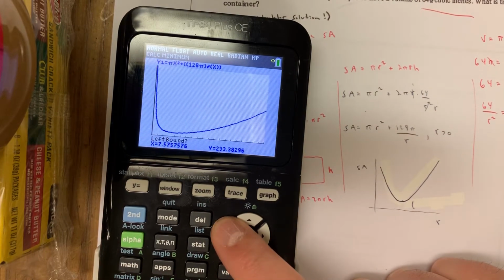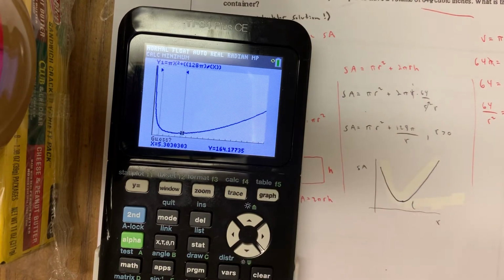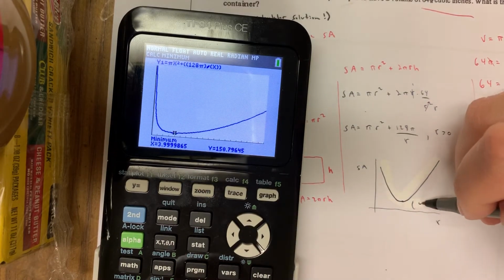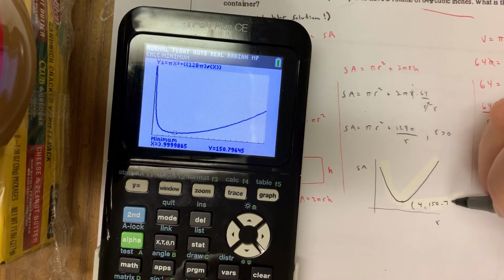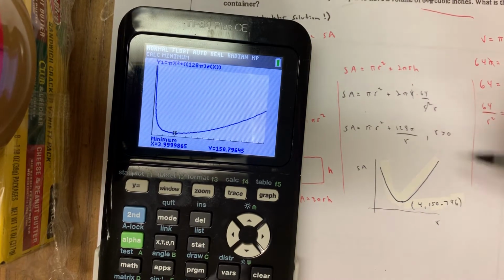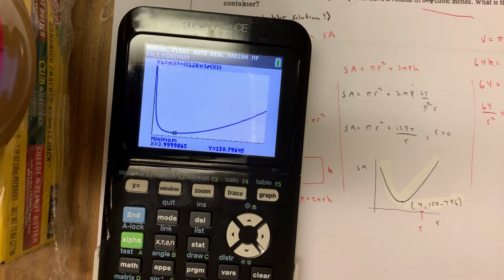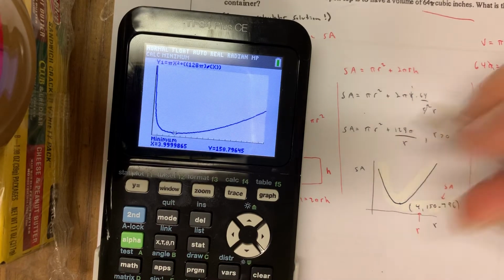Go to the right over here. You can see we end up with a little bit of a grain of salt. Okay, so it looks like 4, 150.796. And remember what those values represent there. That 4 represents the radius of the cylinder of minimum surface area, and this 150.796 actually represents the minimum surface area.